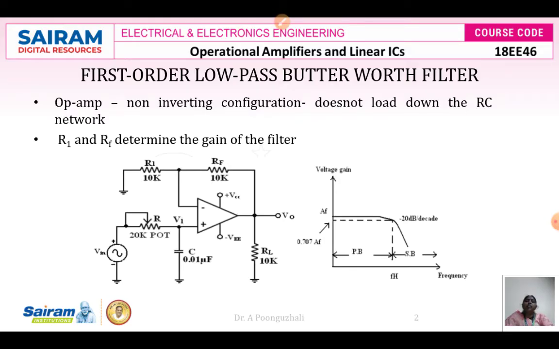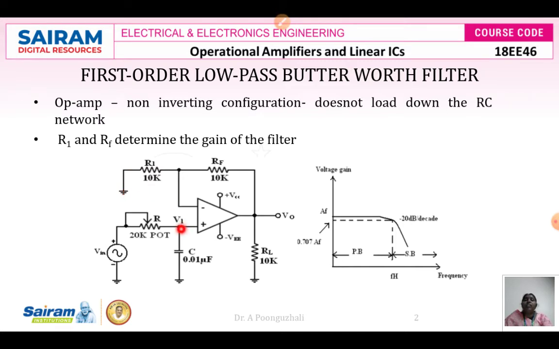Here, for the first order low pass Butterworth filter, we are going to take an op amp and use it to construct the low pass filter. In this case, you are going to use the op amp in the non-inverting configuration. This is the non-inverting terminal of the operational amplifier and this is the inverting terminal. To the inverting terminal, we are going to connect a feedback resistance RF, and the input resistance R1, and the other end of R1 is going to be grounded.